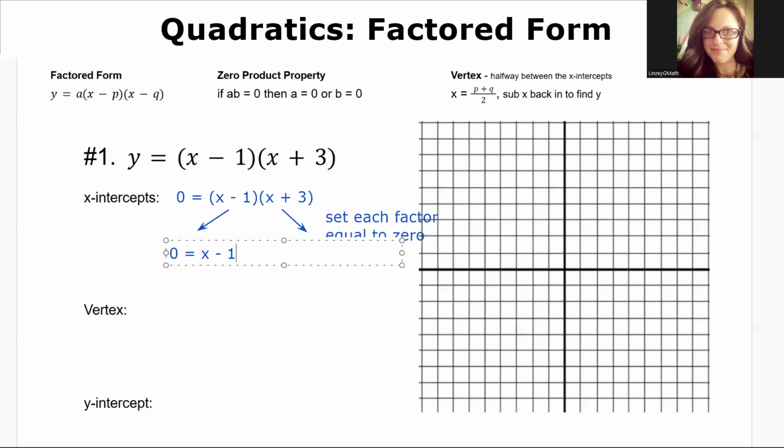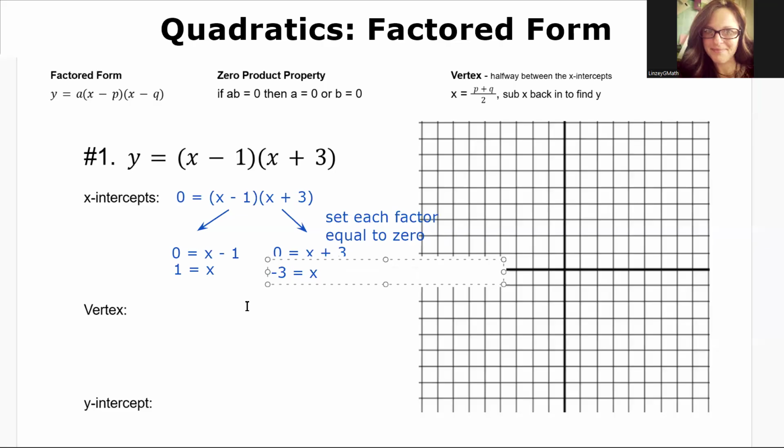0 equals x minus 1, and 0 equals x plus 3. And then we'll solve these two equations, adding 1. And we get x is equal to 1, our first x-intercept. And then to solve the second equation, we will subtract 3, and we get x equals negative 3.